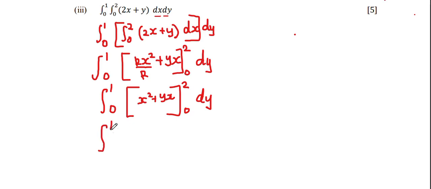So I'll write back the integral between 1 and 0. Then I will substitute the upper limit of 2 into the expression in the bracket to replace x, because the integration was carried out with respect to x.